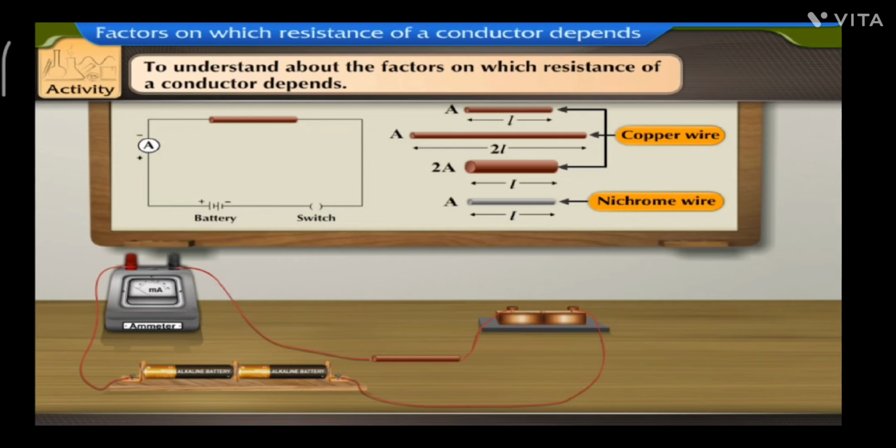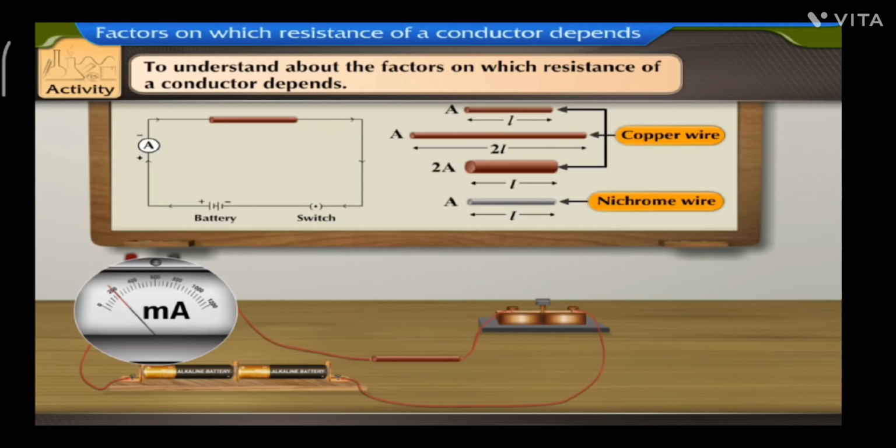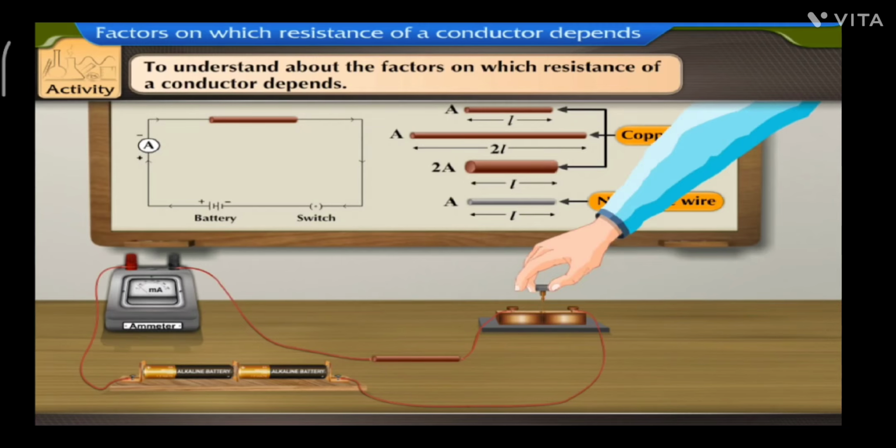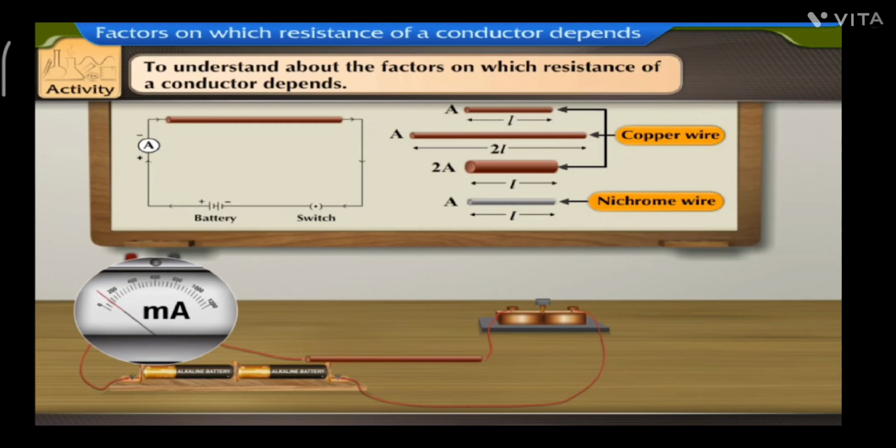Now allow the current to pass through the wire by closing the switch. Note the current displayed by the ammeter. Now open the switch and replace the copper wire by another copper wire having the same thickness but length twice the previous wire, that is 2L. Again, note down the ammeter reading.